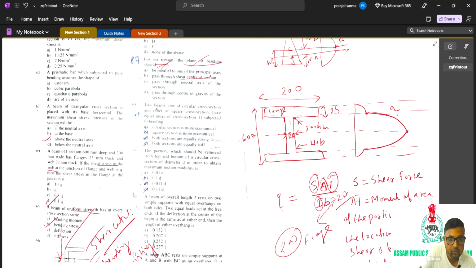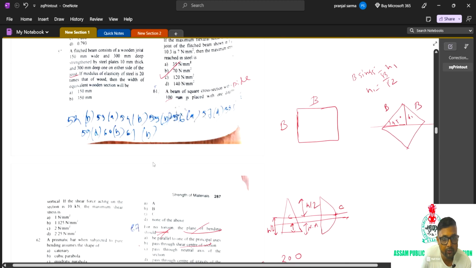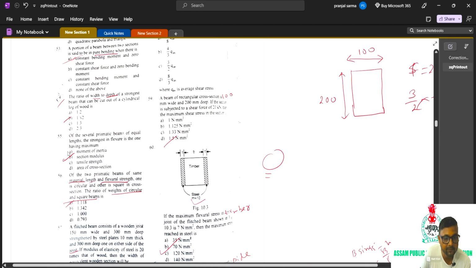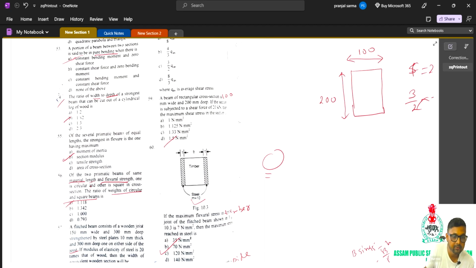Next question is, two beams, one of circular cross section and the other of square cross section, have equal area of cross section. If subjected to bending, I already solved a similar question in number 56. One of the two prismatic beams of same material, length and flexural strength is circular, the other is square. The ratio of weights of circular and square beam is obviously 1:1.18. That means the circular cross section has more weight than the square beam.